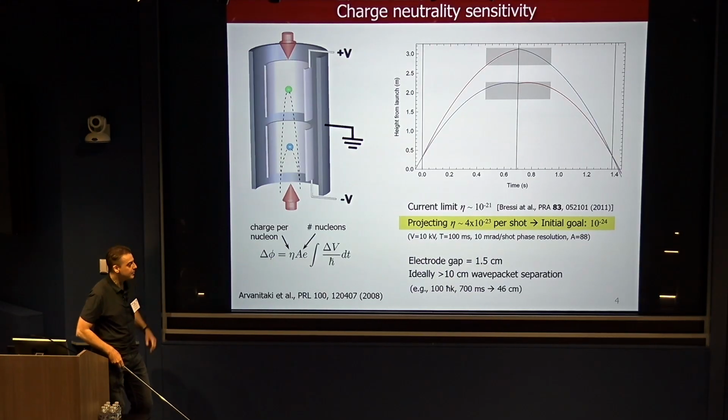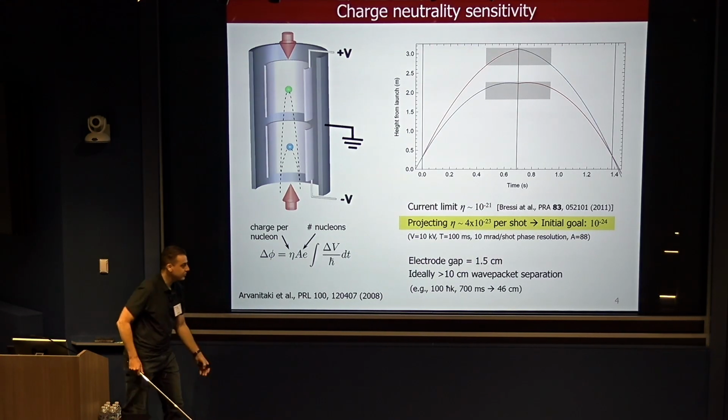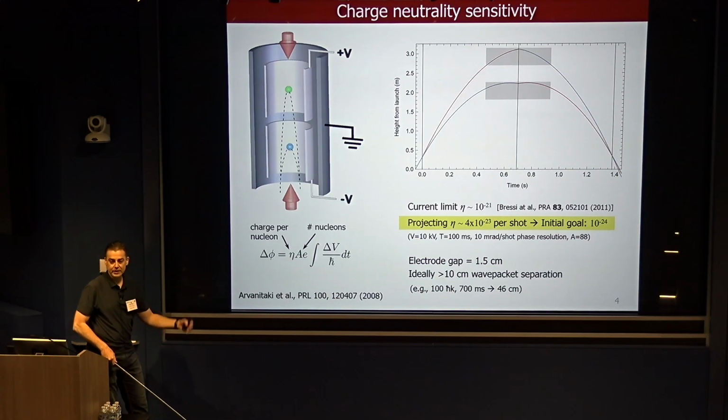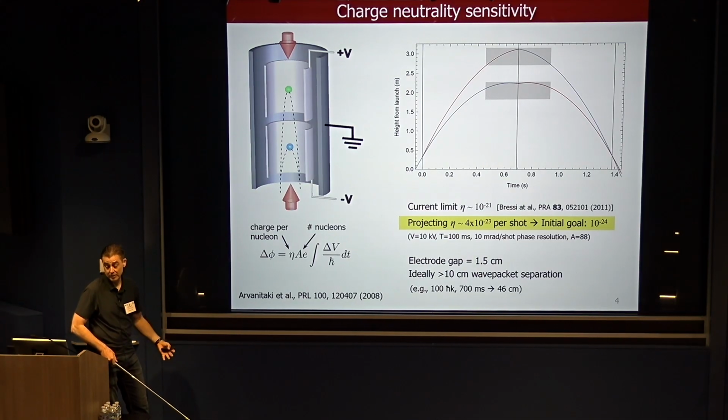And I think I'm being very conservative here. We want to obviously spend a lot of time understanding systematic errors, but we could imagine integrating down for longer, turning up the voltage, having better phase resolution. So there's actually a lot of room for growth here. But right off the bat, I think per shot you're already beating the current limits.